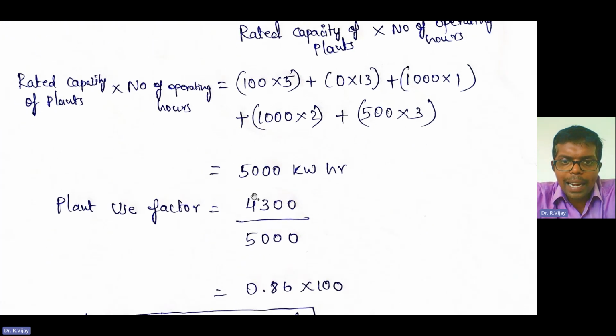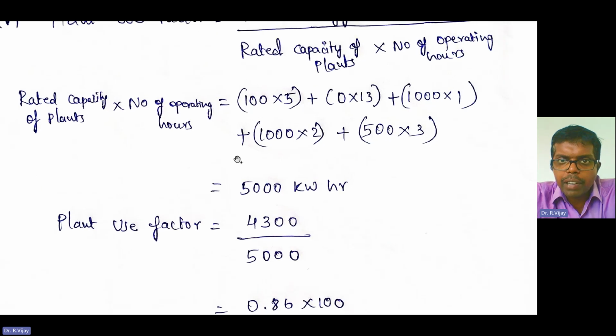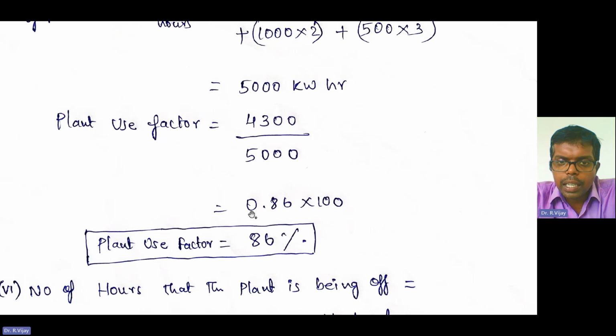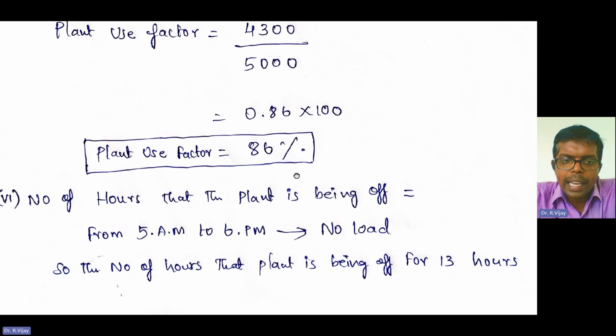So what is the plant use factor? Units generated divided by rated capacity of the plant into number of operating hours. The units generated we already calculated as 4300 kilowatt hour, divided by the rated capacity of the plant into number of operating hours, which we also calculated, that is 5000. If you simplify it, you will get 0.86, into 100 for percentage, so you will get 86%. So the plant use factor is 86%.